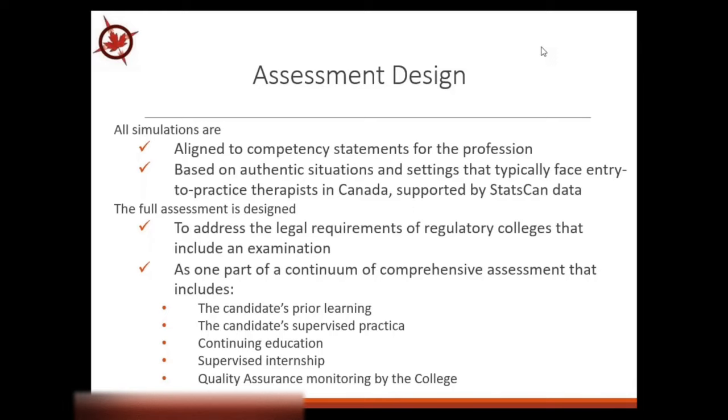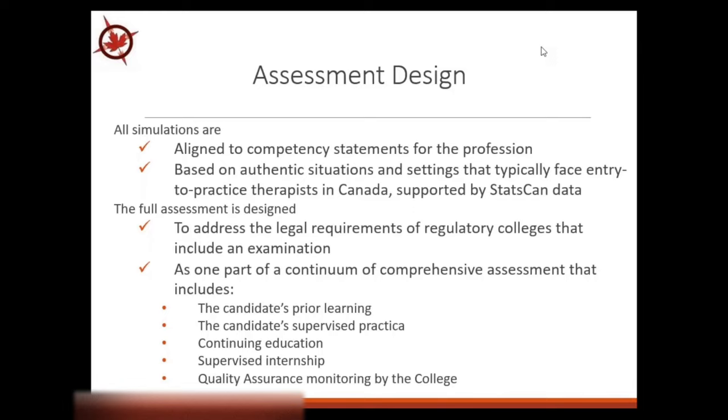All of the simulations that you find on the assessment are based on authentic situations and settings that are typically faced by entry to practice therapists in Canada. We find out what these are by looking at the Stats Canada data that comes through each year to find out what it is that brings people to therapy. And it is those situations that form the context within which all of the simulations on the exam are created.